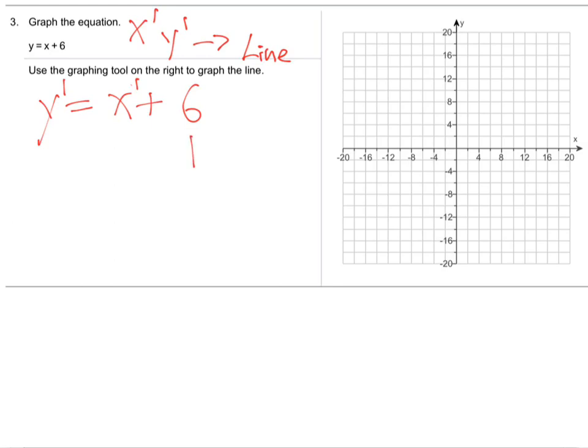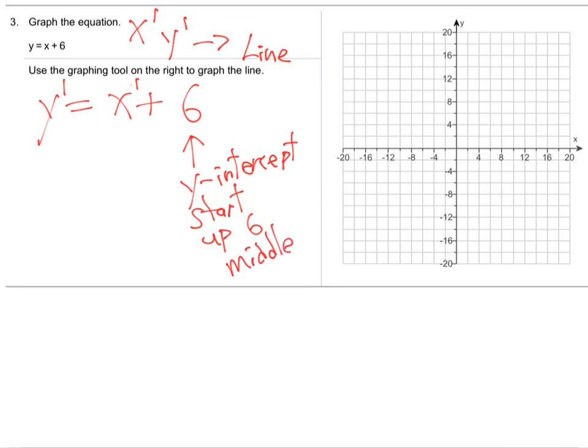Yeah, exactly. This number off to the right is what's called the y-intercept. And you start there, start up 6 in the middle. Why up? Because it's positive. If that was negative 6, I would start down 6 in the middle. What do I mean in the middle?